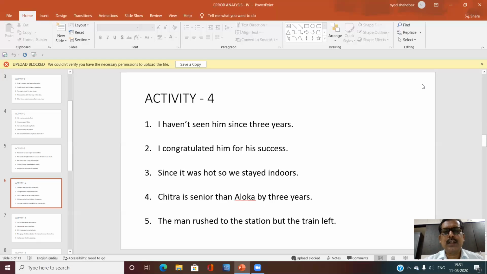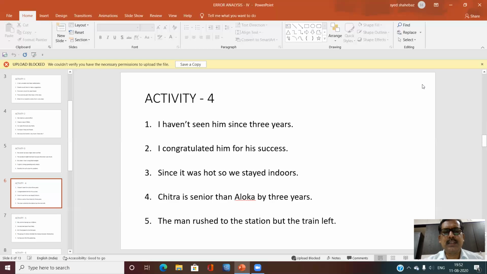Next sentence. I congratulated him for his success. So this sentence is related to collocation. After congratulate, use the preposition on, not for. I congratulated him on his success. The correct preposition is on his success, not for his success. So after the word congratulated, have to use on, not for.